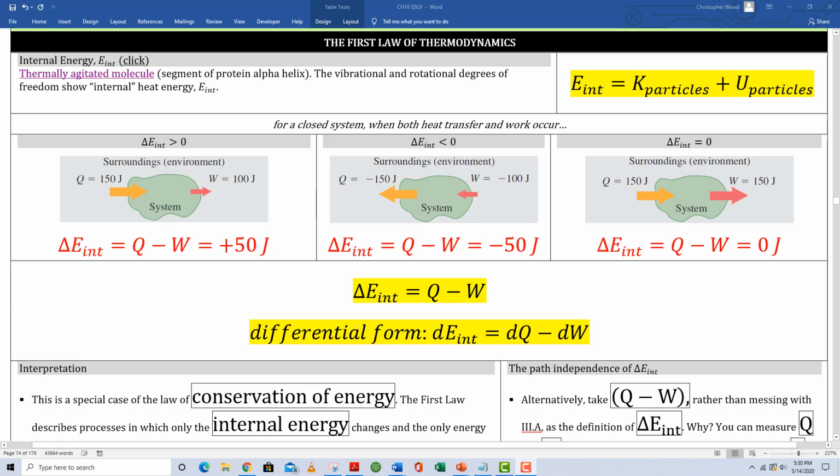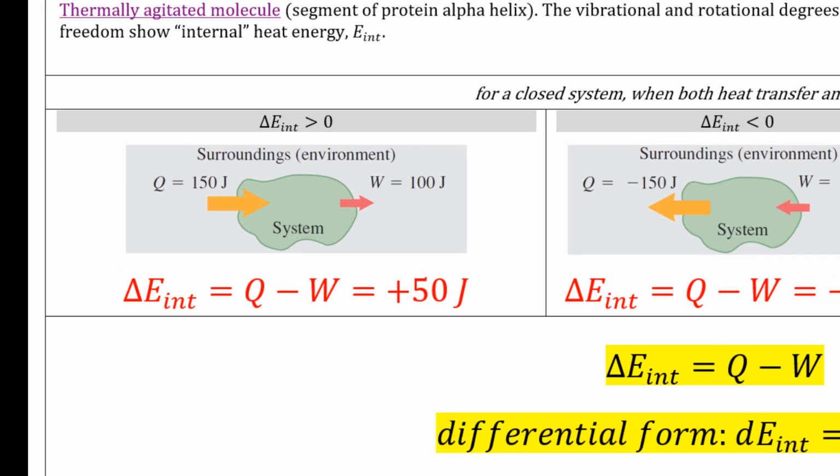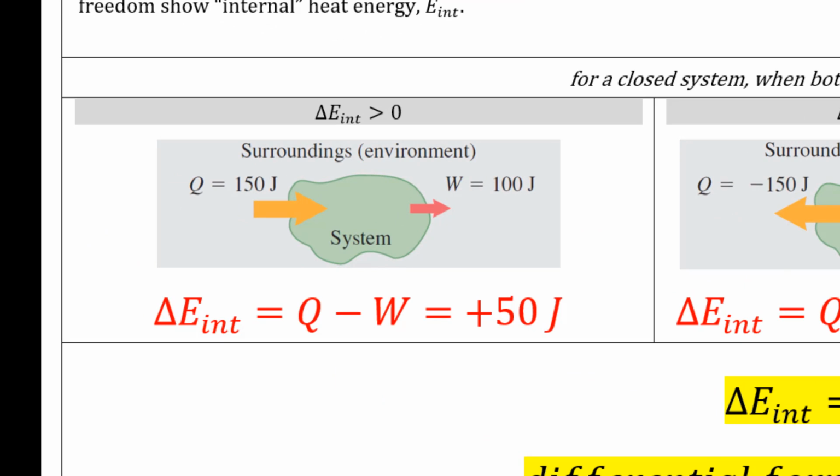So you wake up in the morning, you eat some cereal, you metabolize that cereal and get 150 joules of heat energy as a result. You then walk up a flight of stairs and do 100 joules of work. The first law says that the change in your internal energy is Q minus W. So in this case, 150 joules minus 100 joules equals 50 joules. Your body has gained 50 joules of internal energy.